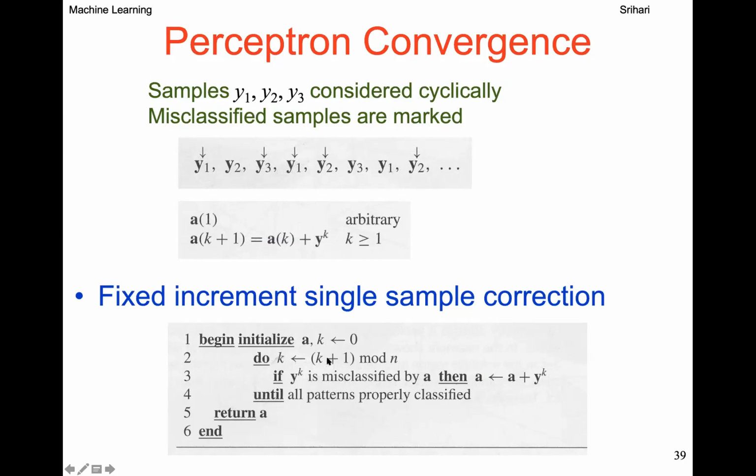Initialize a, set k to 0. Do k equals (k+1) mod n. If y_k is misclassified, then a gets a plus y_k. Simply take your misclassified vector and add it to the weight vector. That's what the equation that we saw earlier comes out to be.